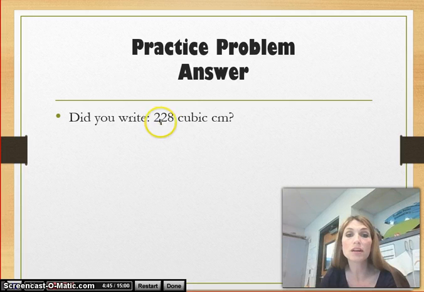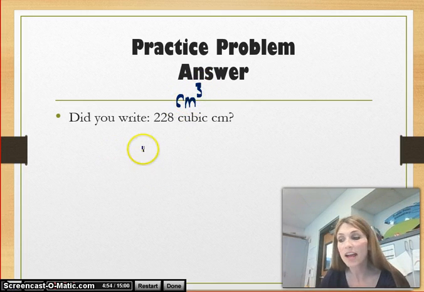Did you write 228 cubic centimeters? And this is the way we can label that problem. It also means the same thing as centimeters cubed. Well, let's find out how we did this.